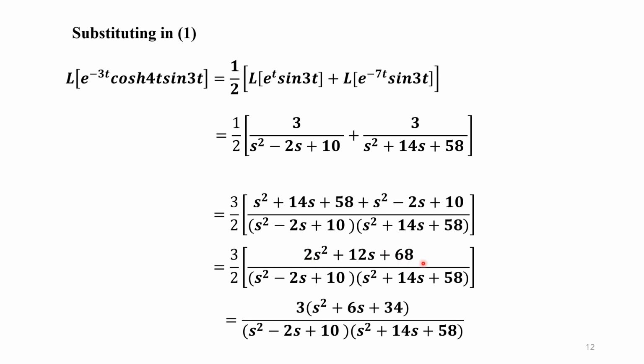Again, we can take 2 common and cancel with this 2. So remaining will be s square plus 6s plus 34, and this 3 can be taken inside. So this is the Laplace transform of the given problem. So L of e raised to minus 3t cosh 4t sine 3t is equal to this.